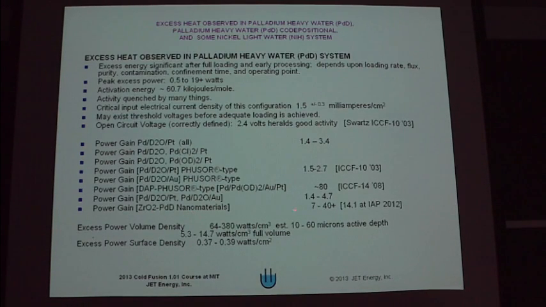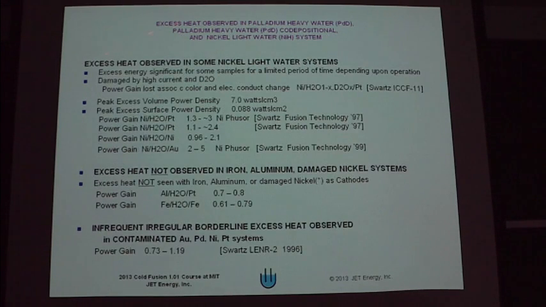Recently, we've added the nanomaterials where we get energy gains up to 40. This is a dual anode PHUSOR where we got energy gain at 80, but only for a short amount of time. It melted the anode. This actually we've been able to keep going for months. So we're in a whole different field now with the nanomaterials. We'll come to that. These are our quick summary of our results with nickel light water systems. And again, we see good energy gain of 5. The reason we like the palladium deuterons now is we're getting energy gains of 20 to 40. And I don't see that with the nickel.